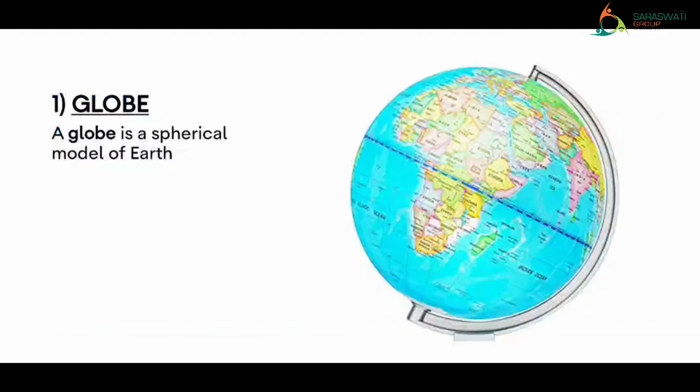Globe means a globe is a spherical model of the earth. See, in the picture you can see a globe. Spherical means it is round but not a circle. When you are talking about a circle, it is on a plane surface, but spherical is a hard surface. Right? So globe is a spherical model of the earth. Clear?